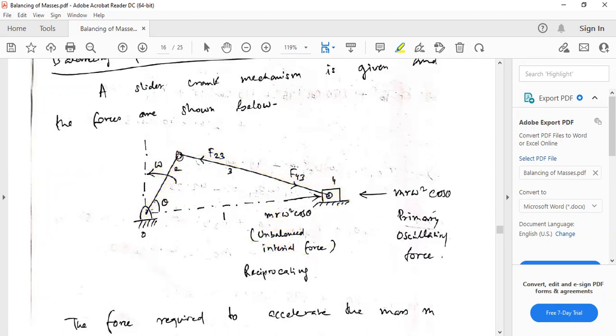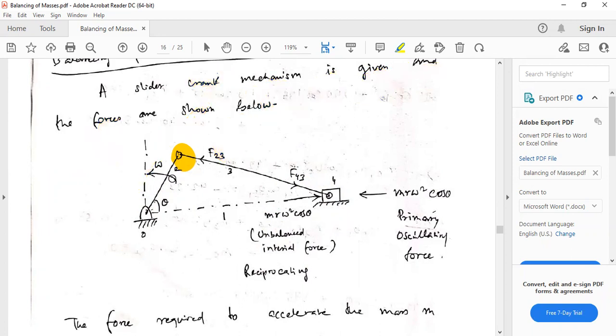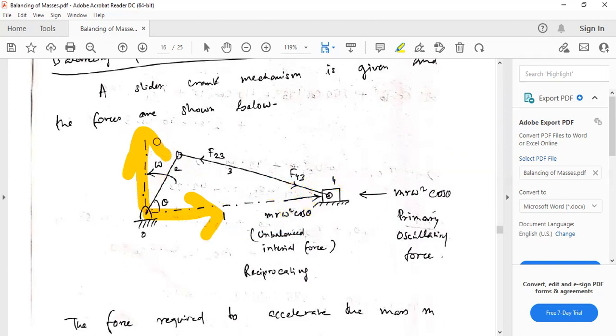Now if we have a mass m here at a distance r, where the crank length is r, the value of the centrifugal force will be m r omega square in this direction. If we find its components, one will be m r omega square cos theta, and the other will be m r omega square sin theta. We have written that here, m r omega square cos theta, right?